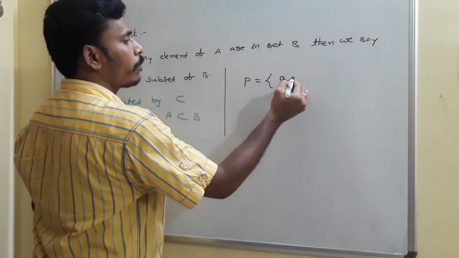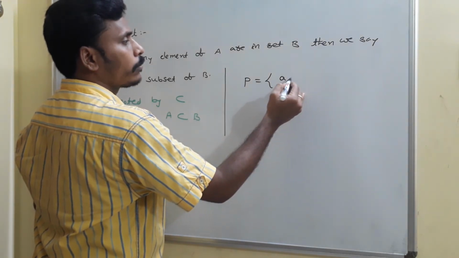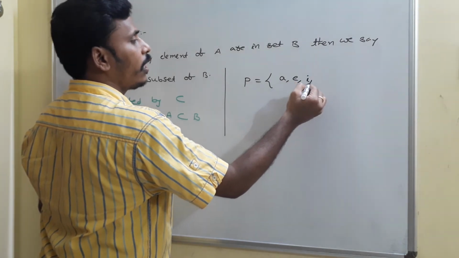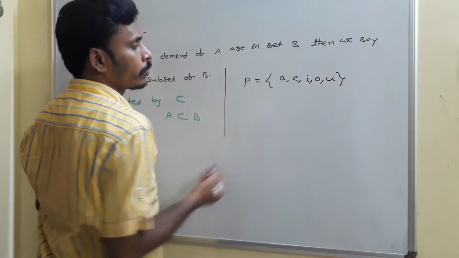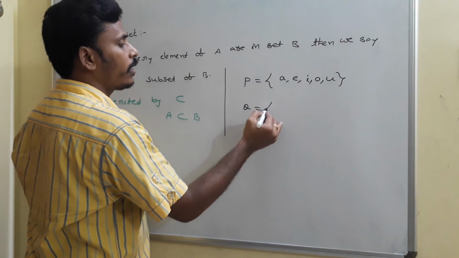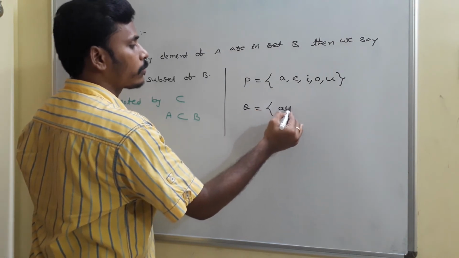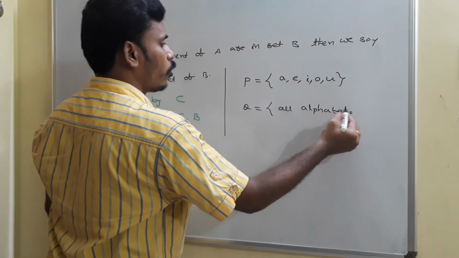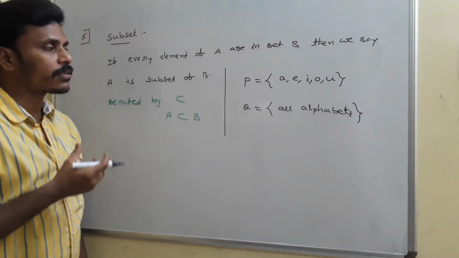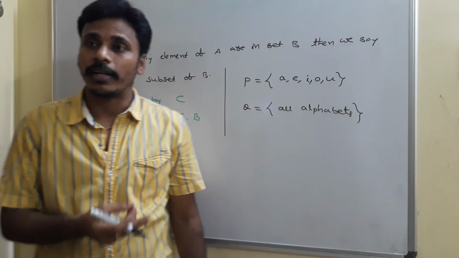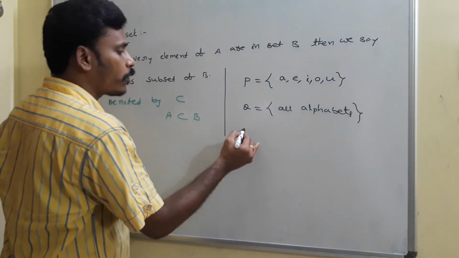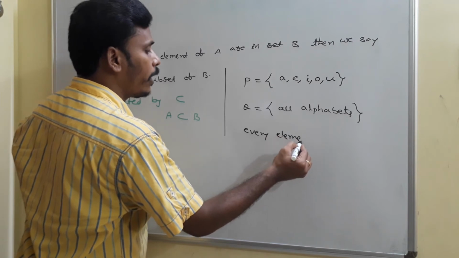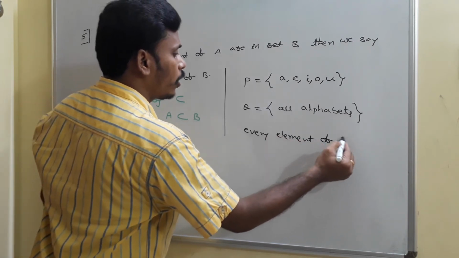You may take some sets. P is a set containing A, E, O, U, and then Q is a set containing all alphabets. Just look there. P is a set containing some alphabets, whereas Q is a set containing all alphabets, and if you observe, every element of P is in Q. Is it right?